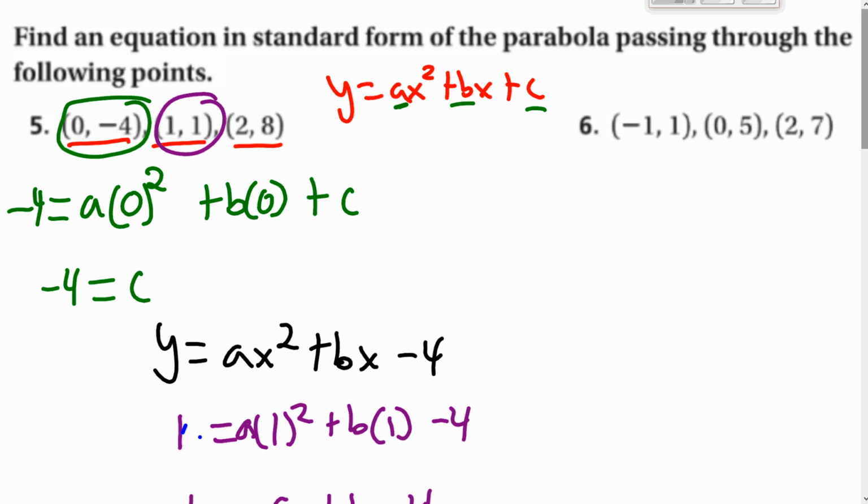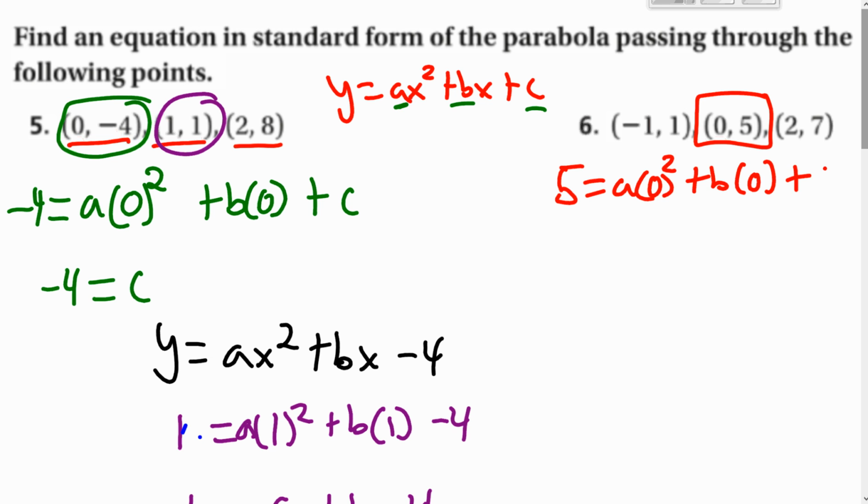Okay, number 6, same thing. So start with this point. This point, 0, 5, is easy to start with. So I do 5 is my y. A times x squared, well, x squared is 0. Plus b times my x, which again is 0. Plus c. So again, I get c all by itself, which is nice. So c actually does equal something, so I can plug that in. So y equals ax squared plus bx plus my c, which is 5.